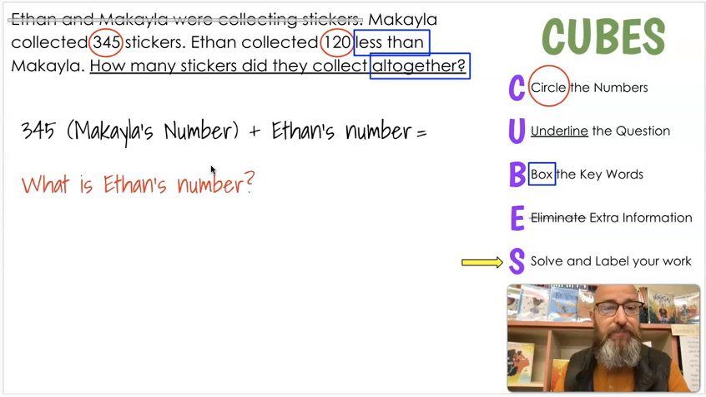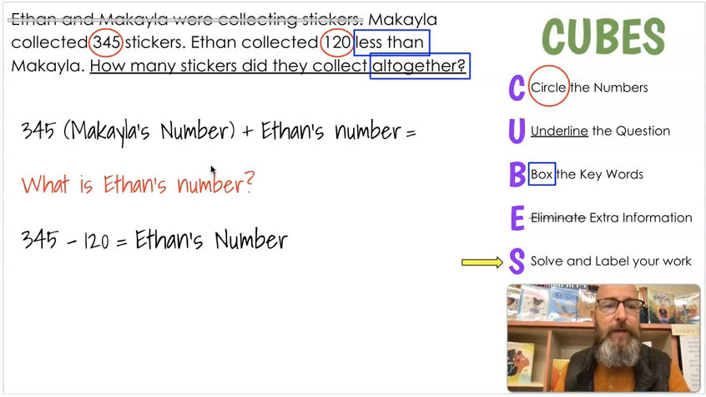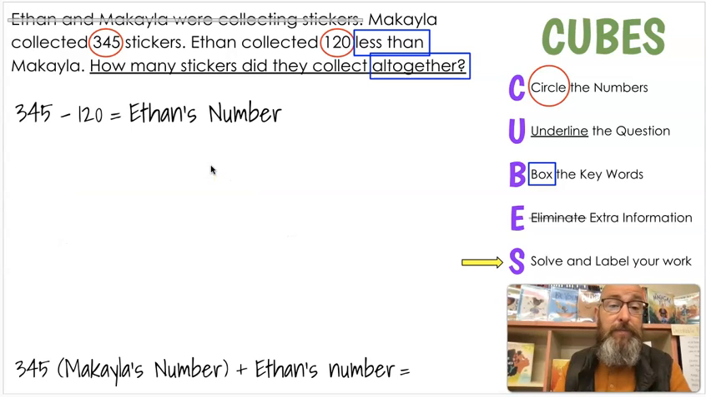Pay attention. So what is Ethan's number? 345 minus 120 is Ethan's number. So let's go ahead and find out. And I'm going to keep this second equation down here at the bottom just for a little while so we don't forget. We still have to do that. Don't ever forget to do that or your answer will not be correct. So let's go ahead and subtract. Again, we're going to expanded notation.